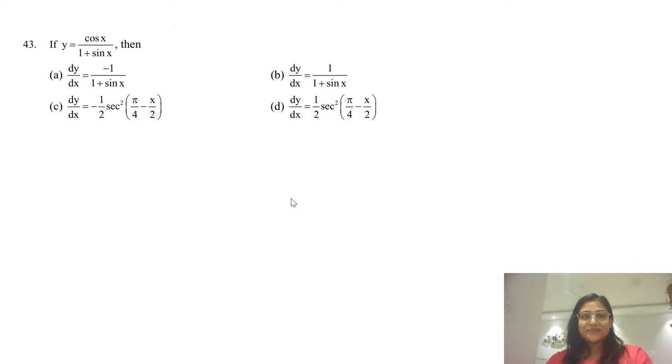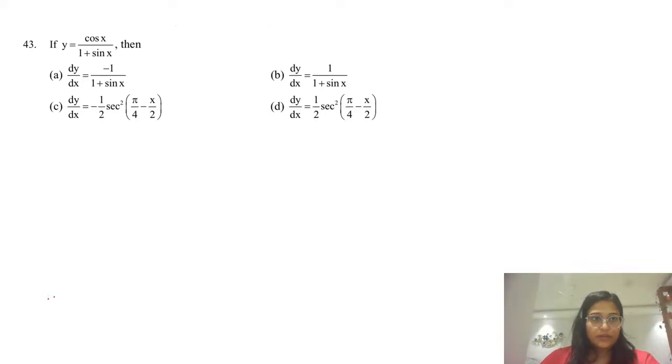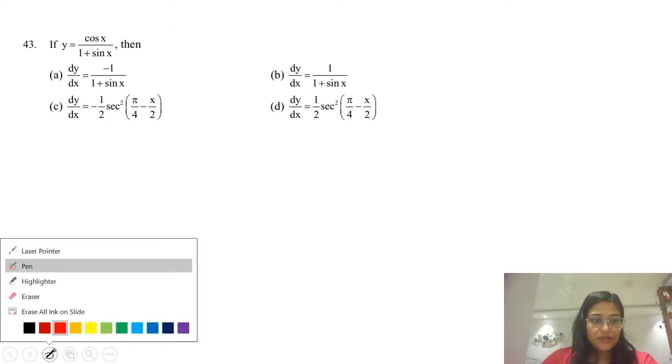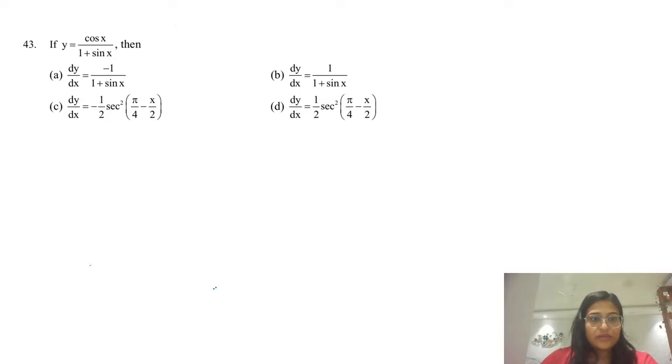Okay, so this is one question from the topic derivative. Here this is a very simple question, you have to just find the derivative of this. All right, so y is equal to cos x over 1 plus sin x. Let's find dy by dx. So how can you find the dy by dx here? By what? u by v.